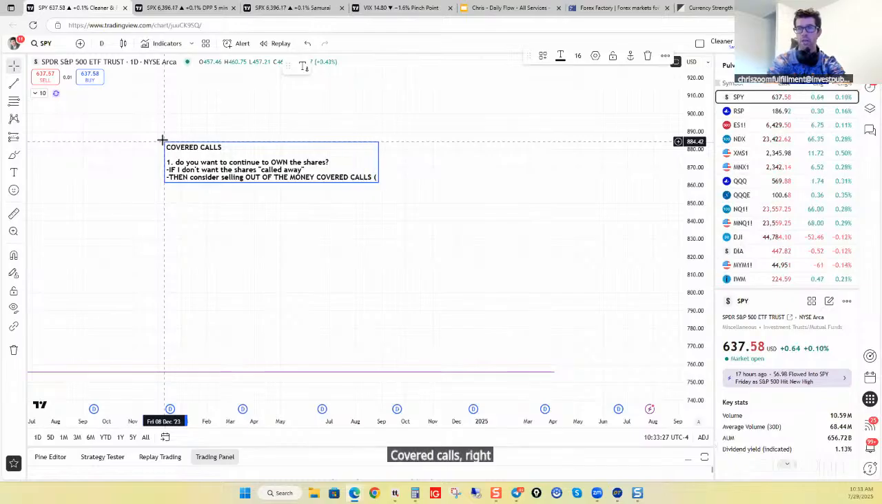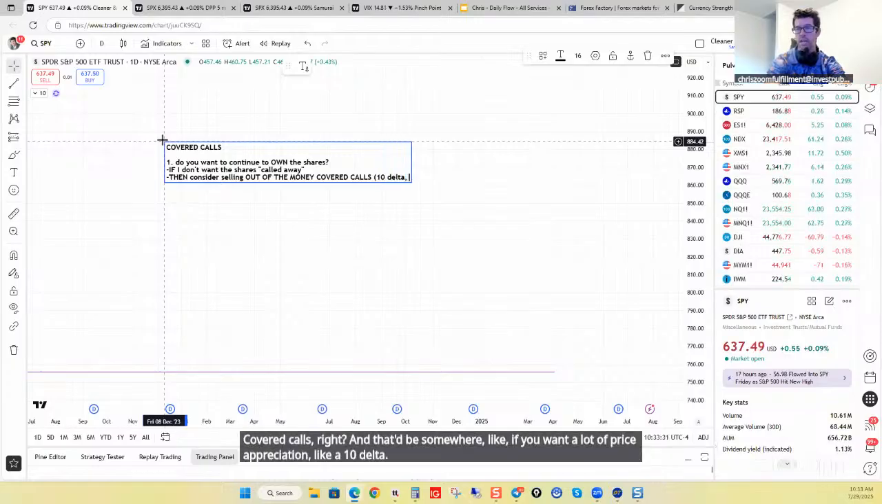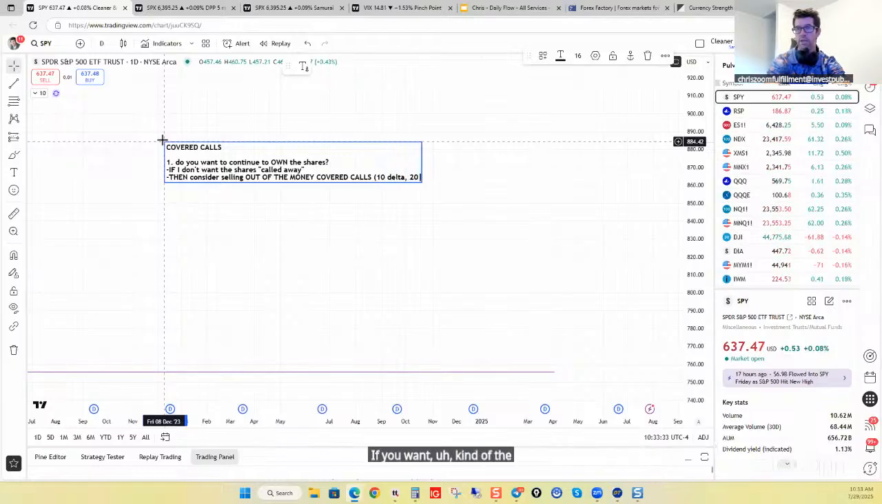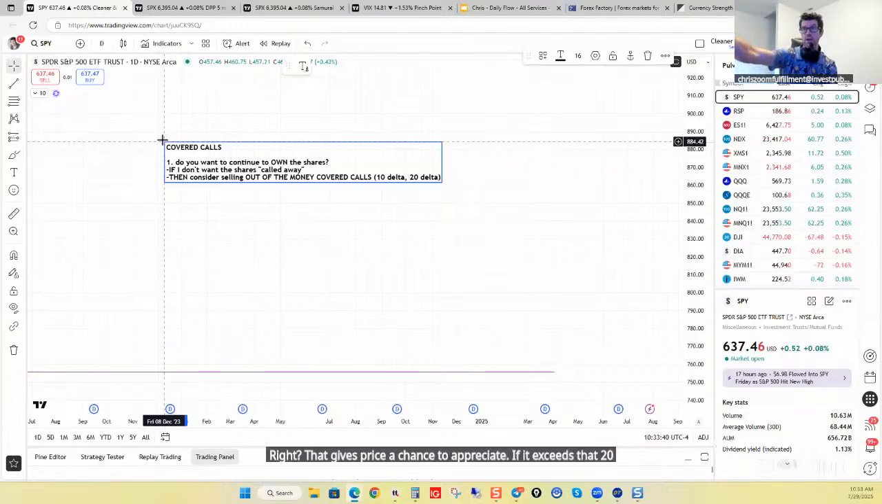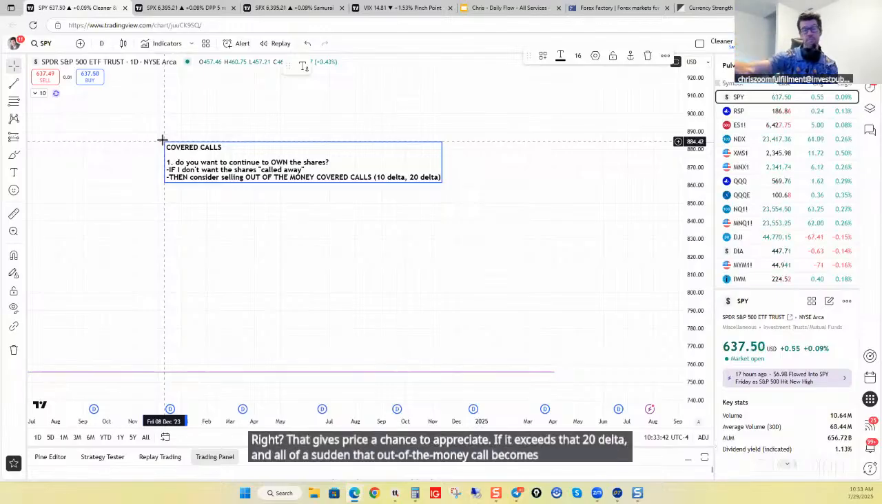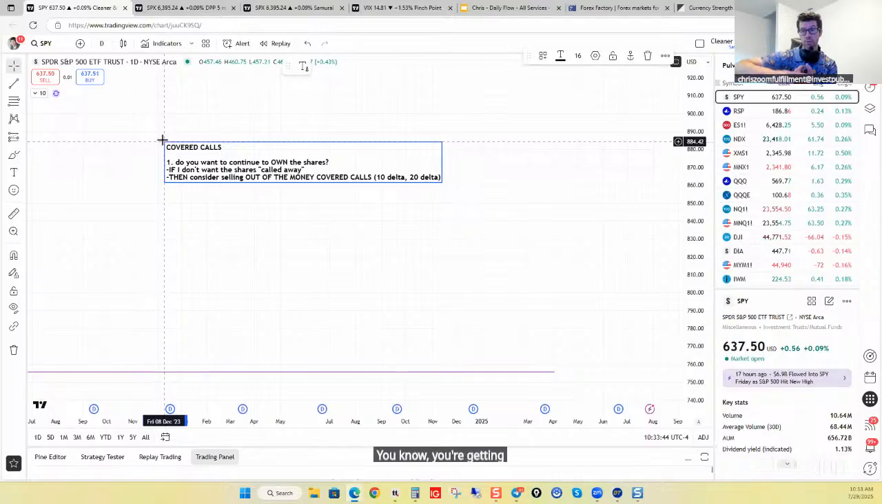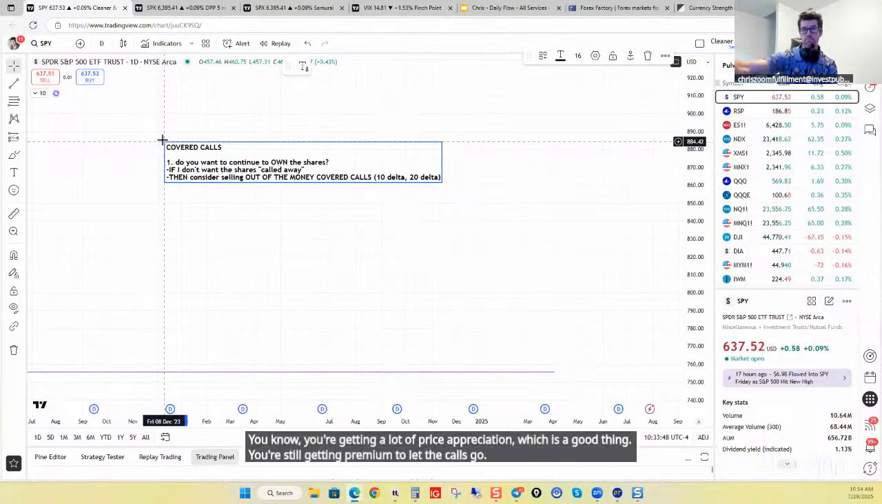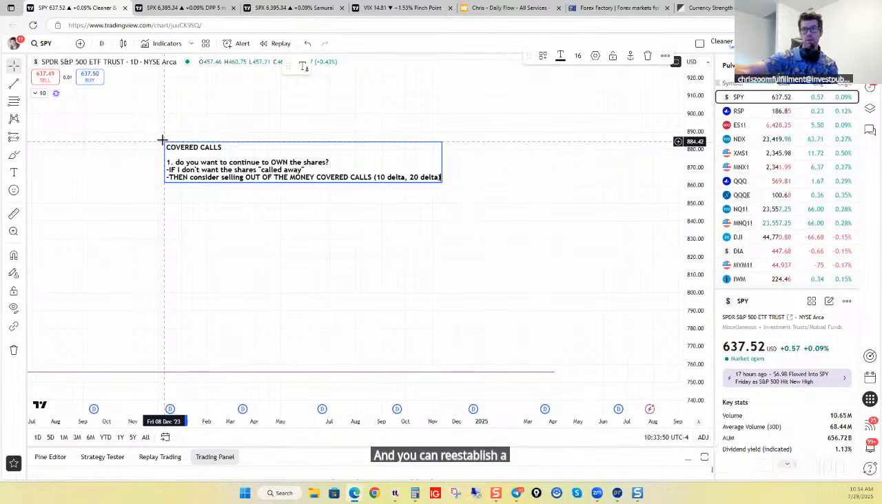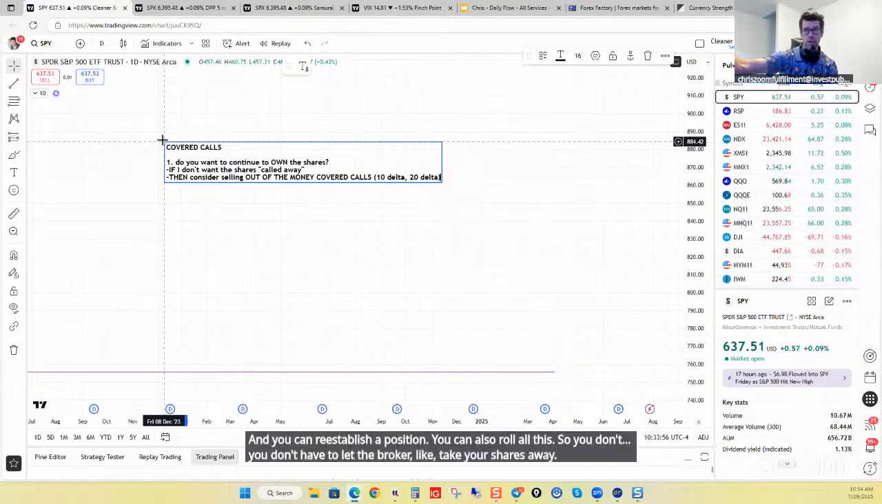And that'd be somewhere like, if you want a lot of price appreciation, like a 10 delta. If you want kind of the run of the mill, like a 20 delta, right? That gives price a chance to appreciate. If it exceeds that 20 delta and all of a sudden that out of the money call becomes at the money, you're getting a lot of price appreciation, which is a good thing. You're still getting premium to let the calls go, and you can reestablish a position. You can also roll all this, so you don't have to let the broker take your shares away. You can just roll the call out further.